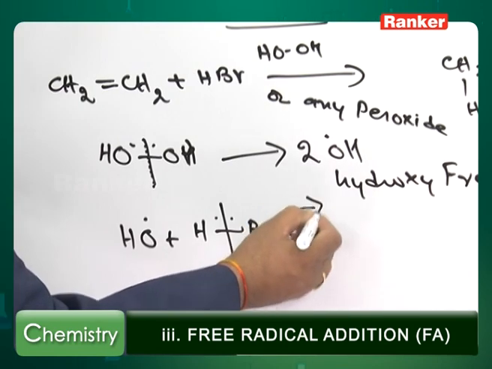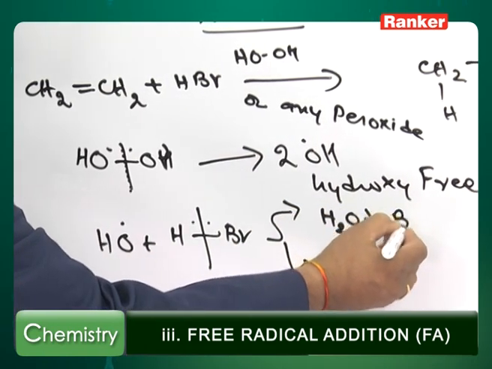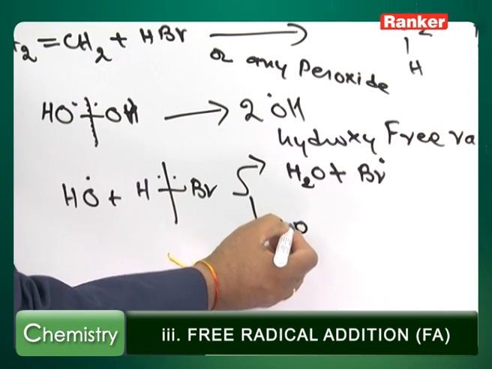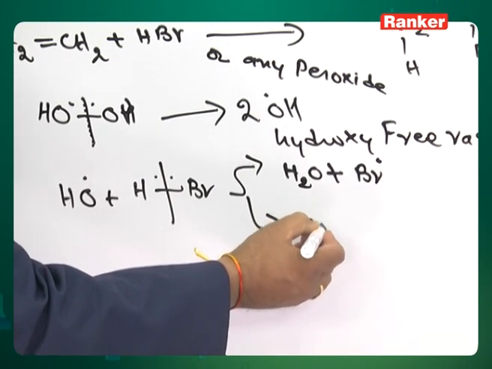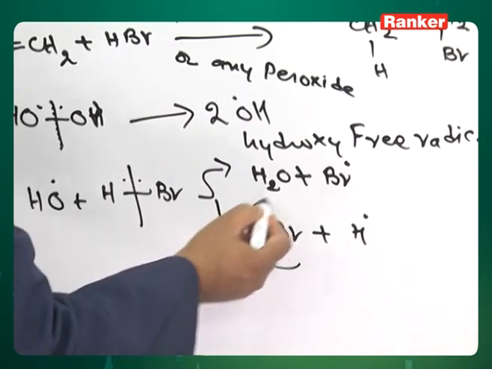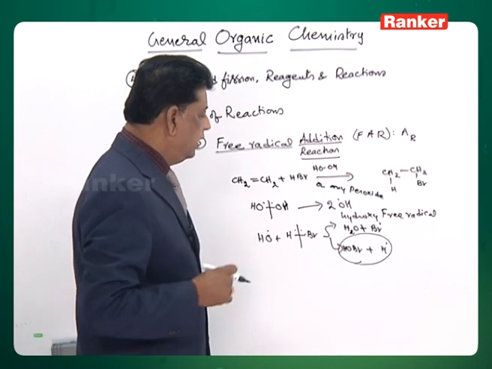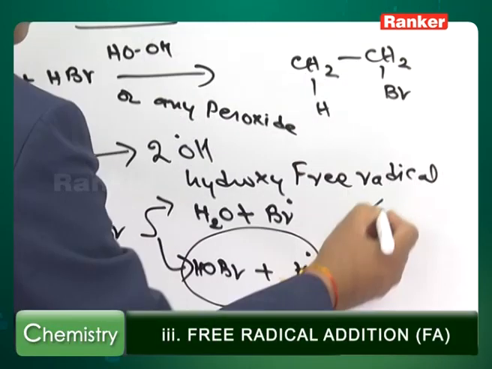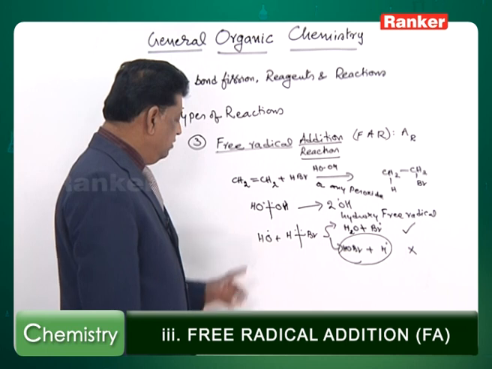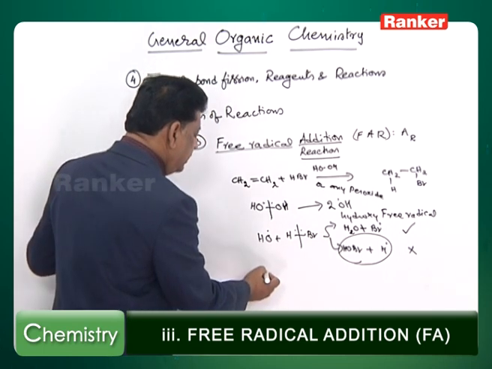So there is a chance of two types. OH can react with H, forming H2O and releasing Br dot, or you have another chance, OH plus Br becomes HOBr, and the H dot may be released. But it is found that the potential energy of these two is more than the potential energy of water and the Br dot. So thermodynamically, this process is likely to be taken and the other is not taking place. So we accept the first step, that is, when OH dot reacts with HBr, it forms water and the Br dot. This is the first attacking species.